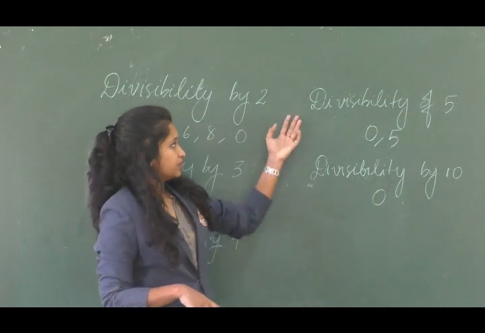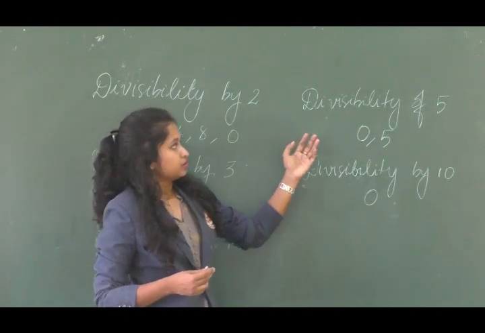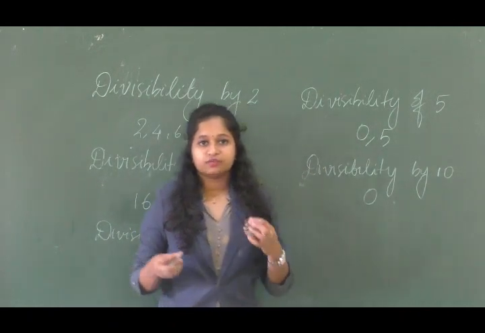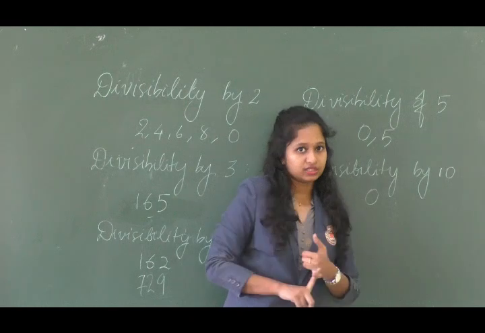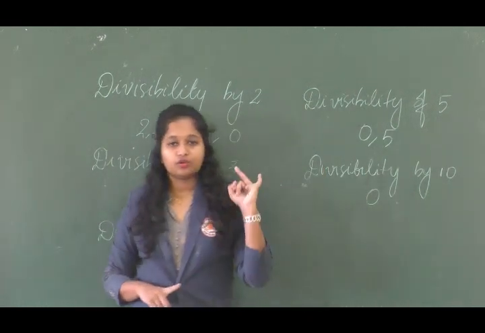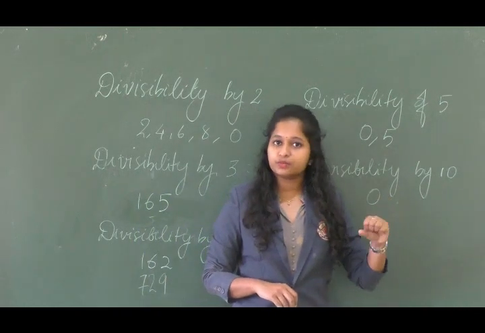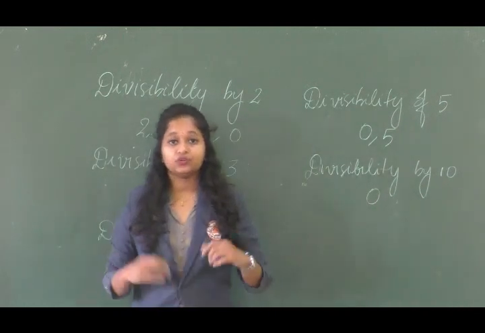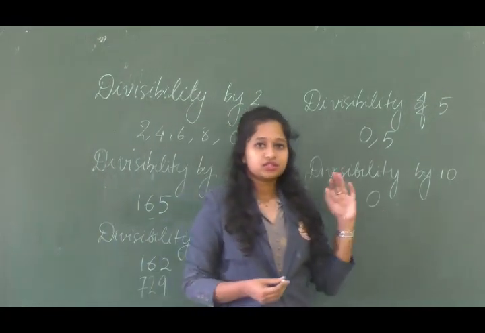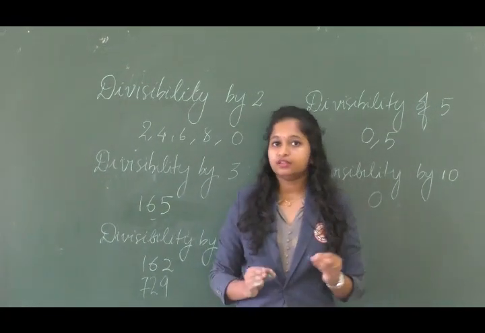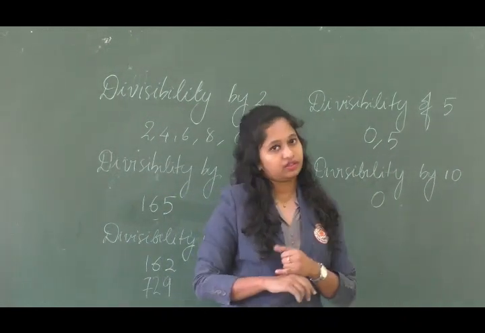Okay, and divisibility of 5 and 10 are very easy. To know whether a number is divisible by 5, look at the last digit. The last digit is either 0 or 5. Then that particular number is divisible by 5. And what about divisibility of 10? If the last digit is 0, then we can conclude that that number is divisible by 10.